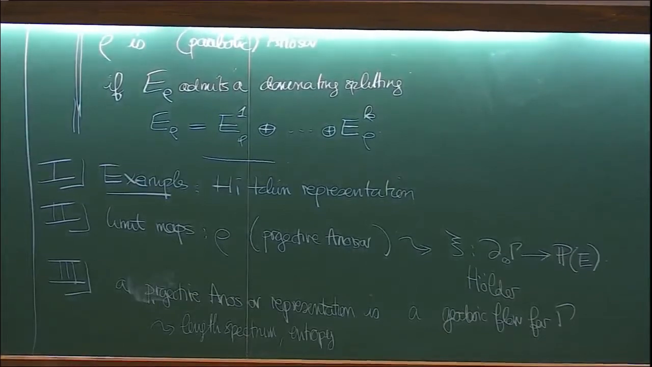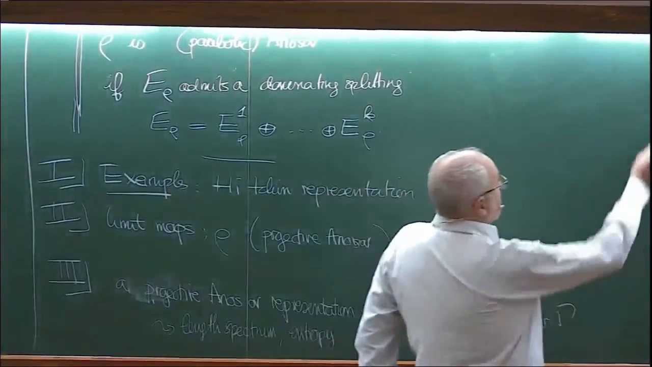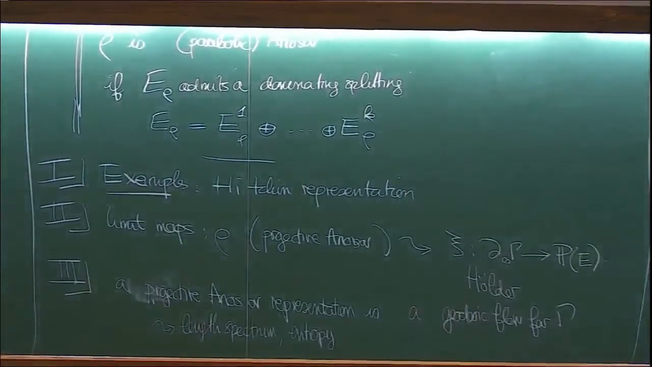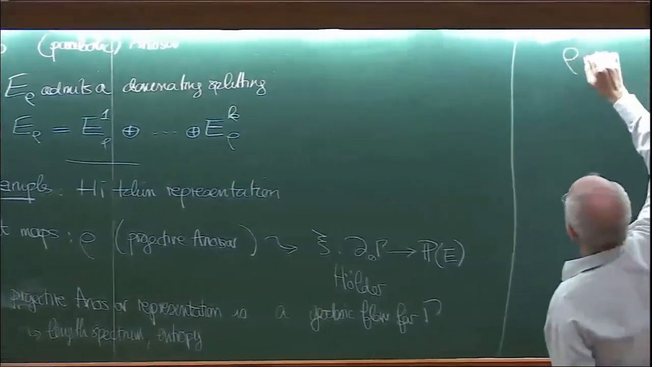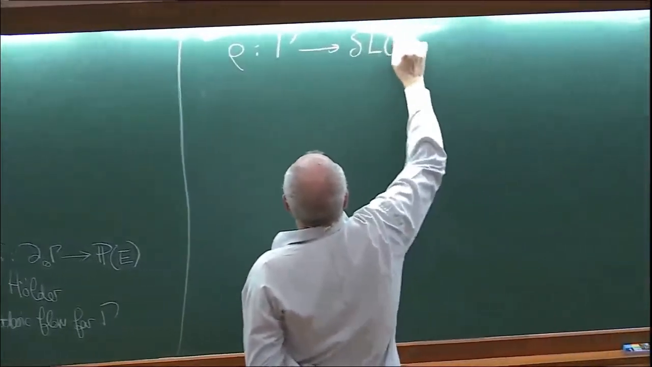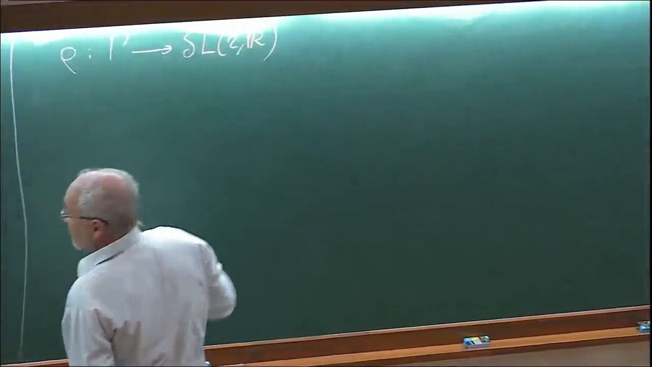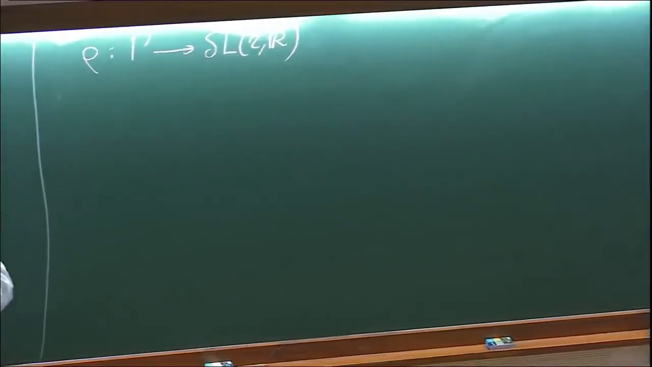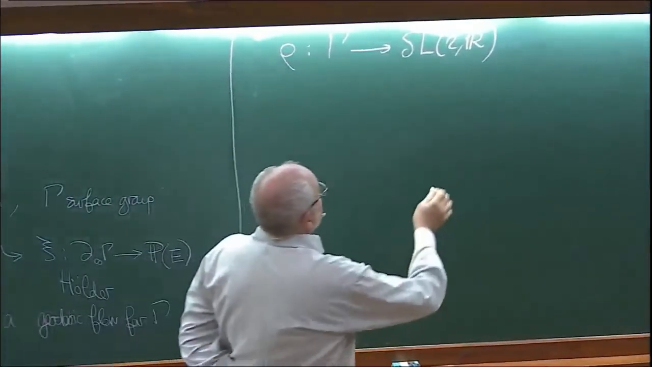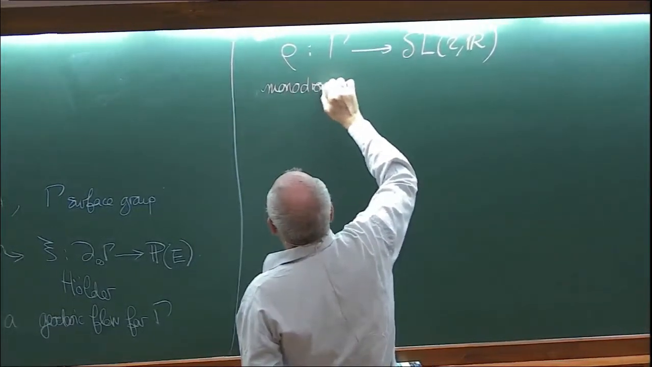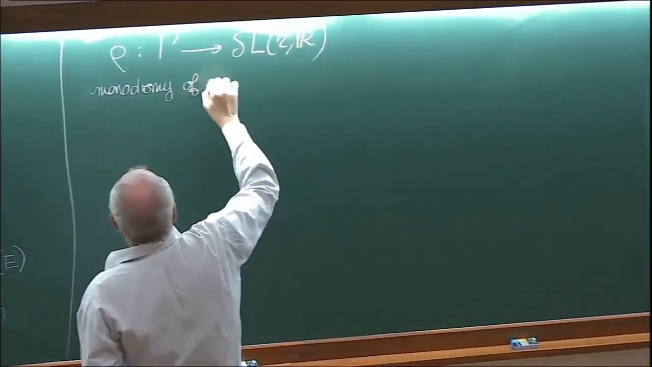Okay, so let's start with the example. What is the mother of all examples? The mother of all examples is a Fuchsian representation. So you take gamma into SL2R, where gamma is a surface group, and which is the monodromy of a hyperbolic structure.